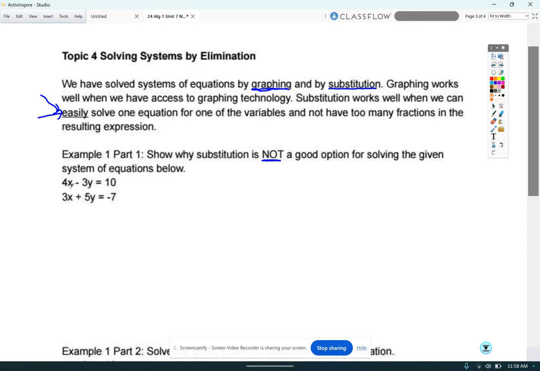So let's start by taking this first equation and trying to solve it for this x. Okay, so we would have 4x minus 3y equals 10. So let's add 3y to both sides. We get 4x equals 3y plus 10, or 10 plus 3y. The order there doesn't matter. And then we would divide everything by 4. We get x equals 3/4 y plus, and then 10 over 4 would reduce to 5 over 2.